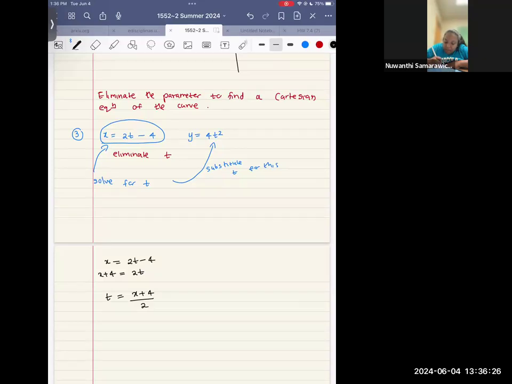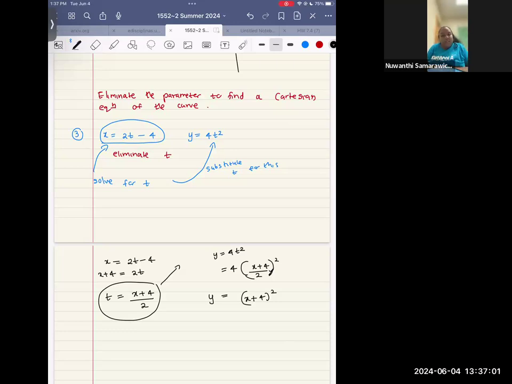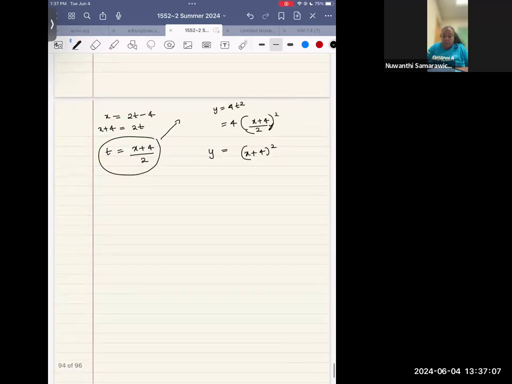Okay, then we can use this one, y is equal to 4t squared. So what is the y value then? (x plus 4) squared, so what do you get for y? y is equal to x plus, yes, good, (x plus 4) squared. Okay, so now this is the normal equation, you know, right? This is y is equal to (x plus 4) squared.